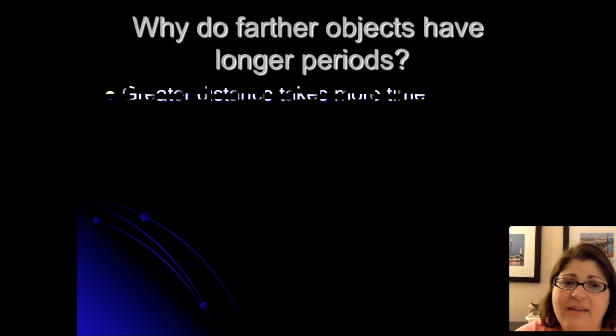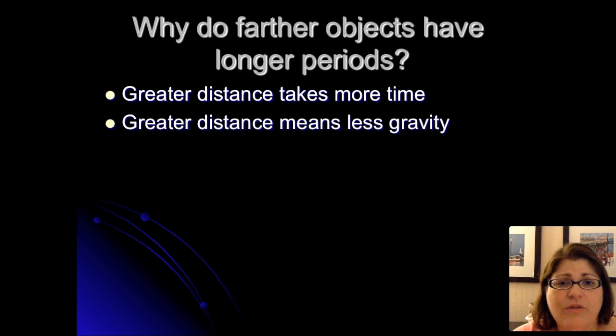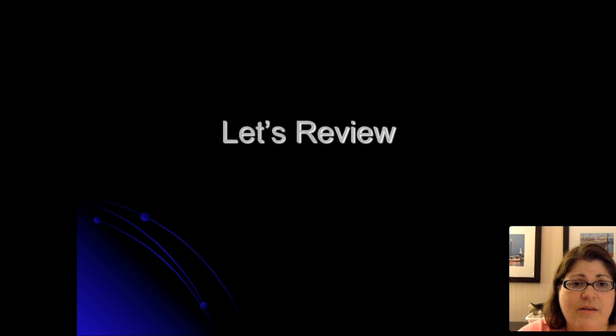So why is this the case? Well, that should be pretty intuitive to you as well. Greater distances, in other words, wider orbits, are going to take longer to travel. Additionally, when you're further away, there's less gravity, which means that, remember, force equals mass times acceleration. Lower gravity means lower force, so you're going to be slowing down. Let's take a minute and review Kepler's third law.